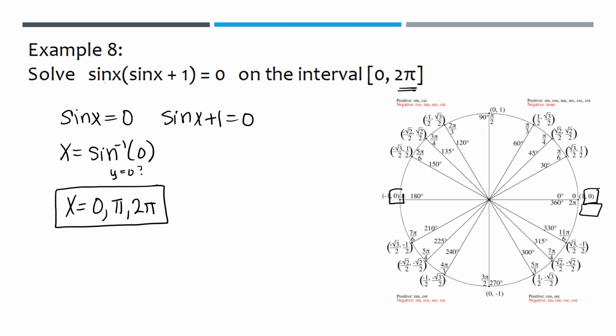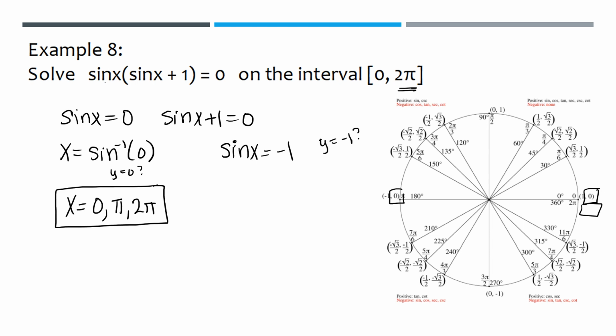Now we're going to solve the other factor. Sine of x plus 1 equals 0. We're going to solve for sine of x by subtracting 1. Isolate that. Okay, so make yourself a note. I'm looking, where does sine equal -1? So where does my y equal -1?